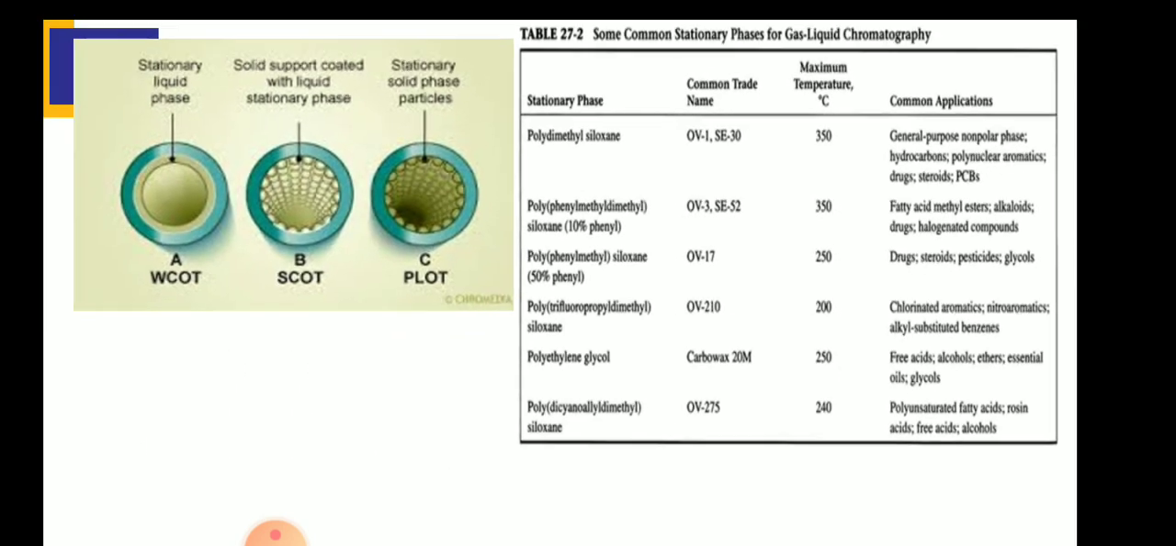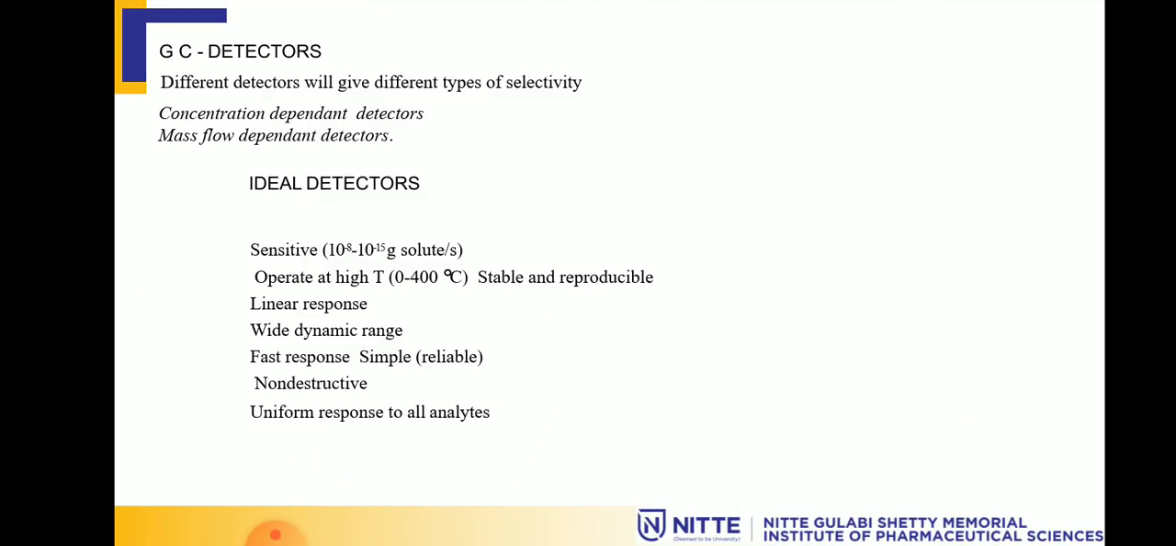Apart from this, we learn about the detector. I have given you the ideal characteristics of a detector, so just look into that. The sensitivity should be very high. When we talk about very high, it means it should detect the sample in the range of 10 to the power minus 8 to 10 to the power minus 15 gram of solute, right?